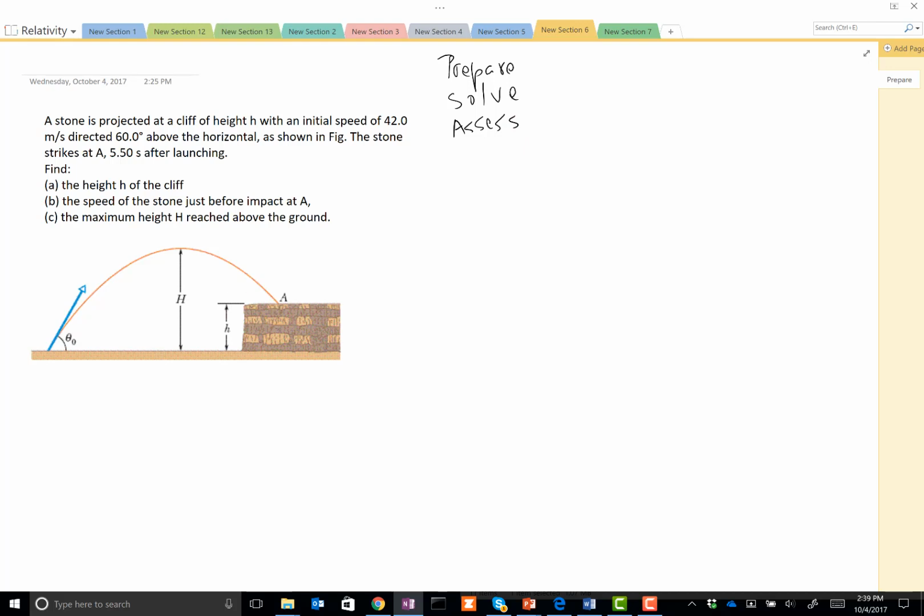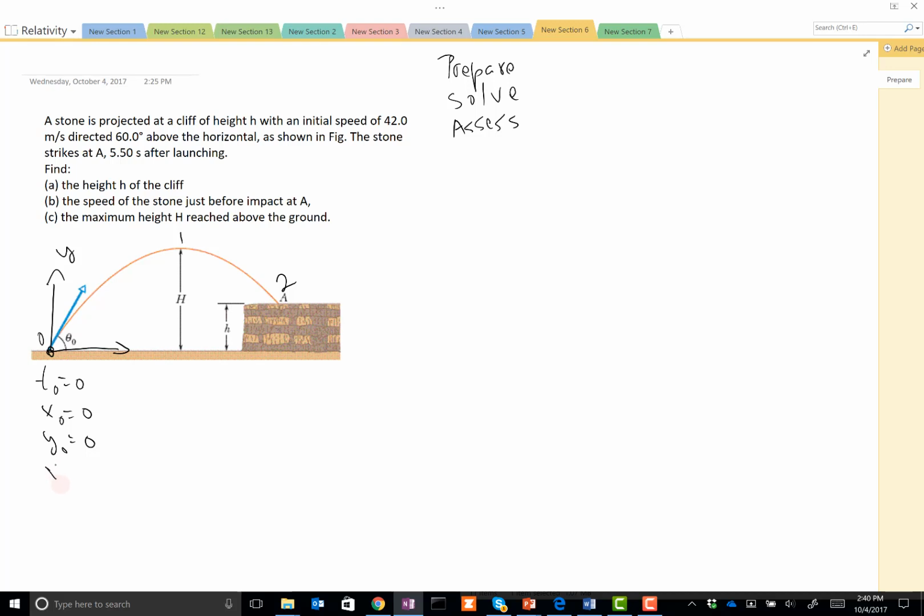We already have one here, so let's use this one. We just need to label things. So let's call this 0, this 1, and this 2. And then let's see what we know and what we need to find. So at 0, the time is always equal to 0. The position is always equal to 0. So we are going to choose our coordinate system to be y and x here, and this is our origin there. That is our coordinate system.